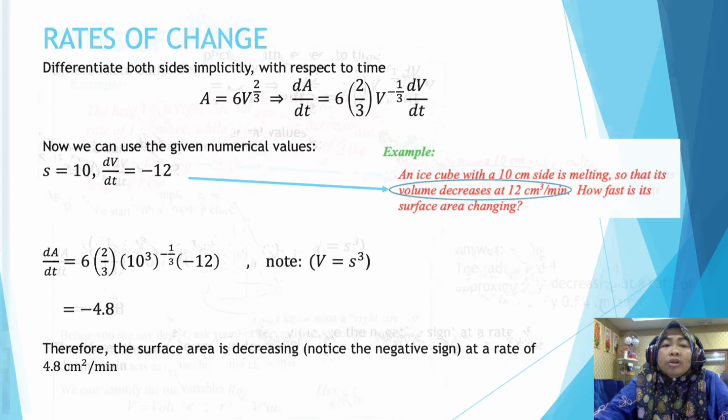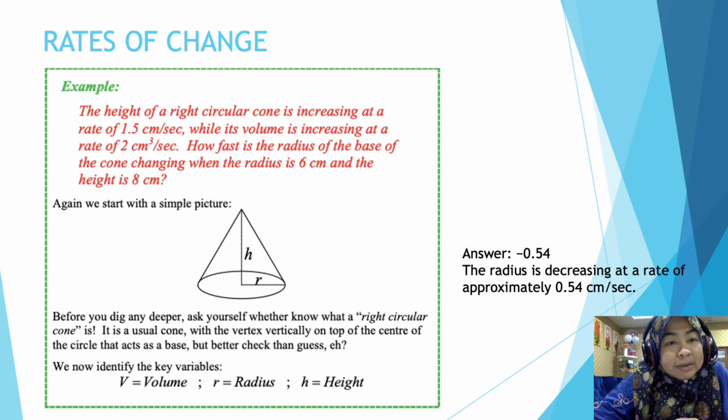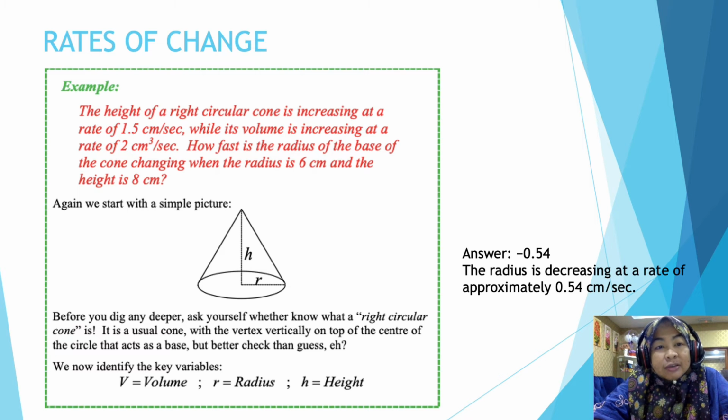Alright, next question. We have this example: the height of a right circular cone is increasing at a rate of 1.5 centimeter per second, while its volume is increasing at a rate of 2 centimeter cube per second. How fast is the radius of the base of the cone changing when the radius is 6 centimeter and the height is 8 centimeter? So you have to convert from words to symbols.